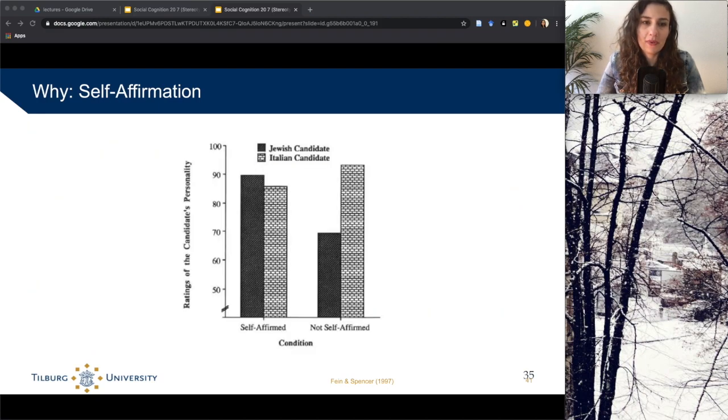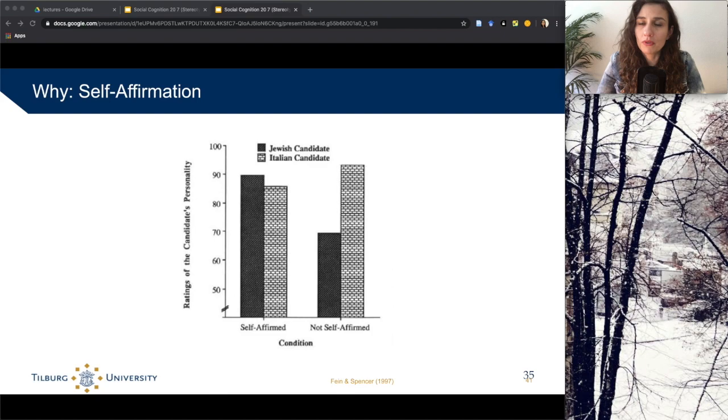So now we can take a look at the data, and here we have the rating of the candidate's personality. So how good a person is the candidate, depending on the self-affirmation conditions, and on whether the candidate was presented as Jewish or Italian.